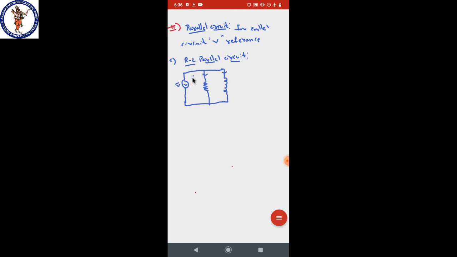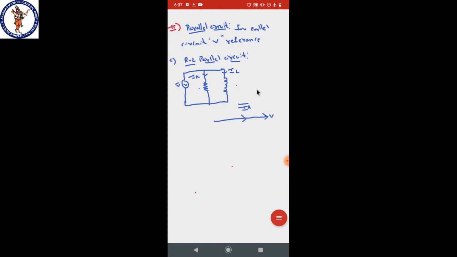Now the current will be divided. In this R, current IR will flow here, IL current will flow here, voltage V here, also voltage V here. In parallel, voltage is the same. Now, for the RL parallel circuit, I will take voltage as the reference for the phasor diagram. Now voltage V is the reference. Current IR will flow in the voltage direction only, because IR and voltage V are in phase in the resistor.